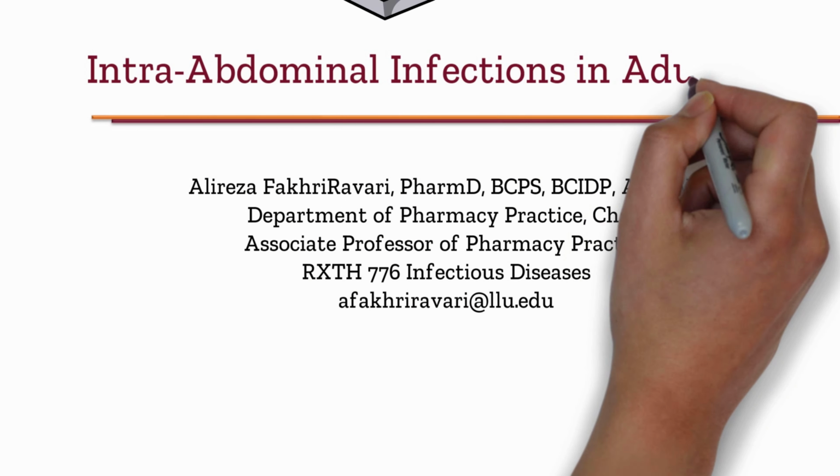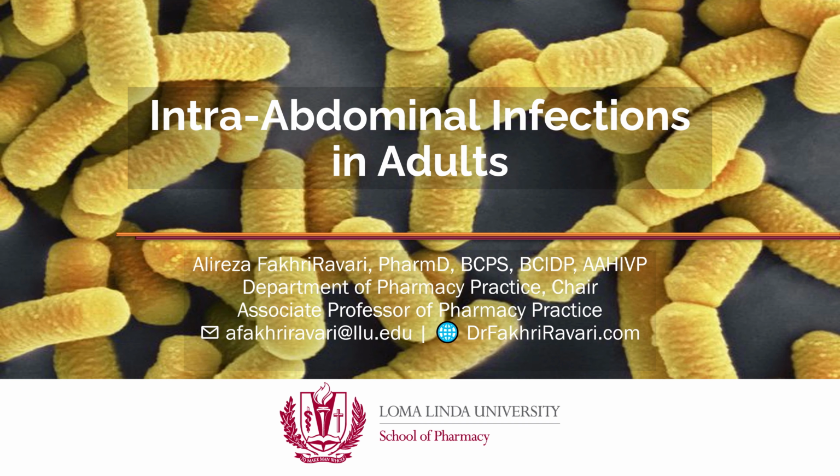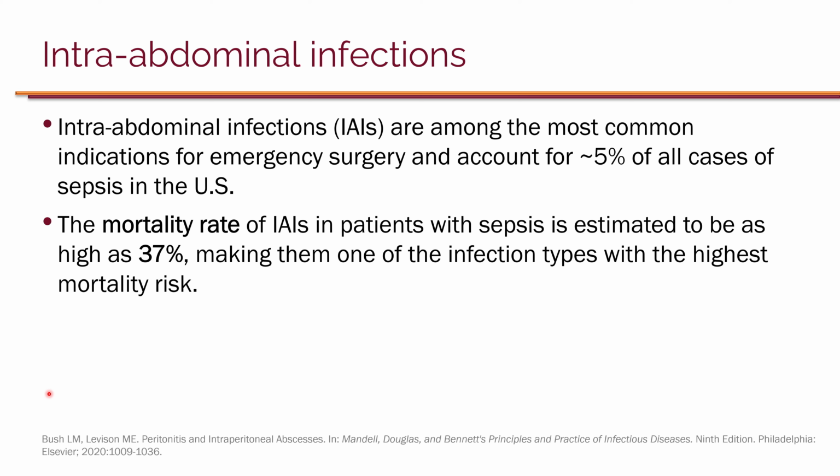I'm Dr. Fakhri Ravari, and this is Intra-abdominal Infections in Adults. Intra-abdominal infections are among the most common indications for emergency surgery and account for about 5% of all cases of sepsis in the United States. So unfortunately, people can die from intra-abdominal infections.